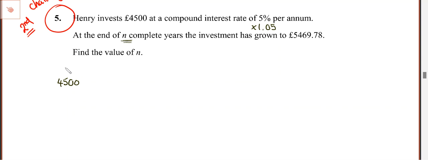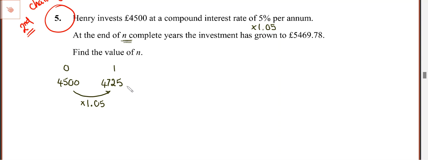4,500 is year 0. Year 1 is that number times 1.05. Can you do that? 4,700. Exactly?